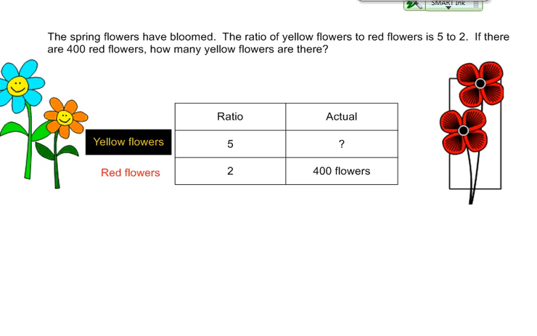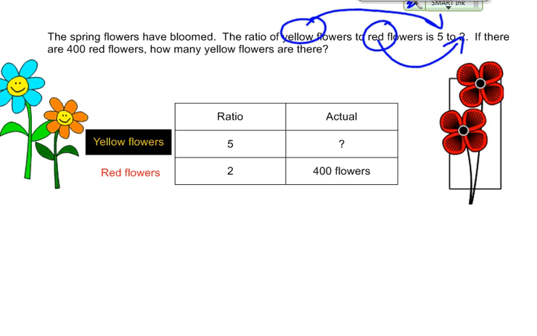It says the spring flowers have bloomed. The ratio of yellow flowers to red flowers is 5:2. If there are 400 red flowers, how many yellow flowers are there? As we look at this problem, we see our ratio has yellow first, so that has to be the 5, compared to our red, which is the second thing listed, so it's 5:2. You can see that represented in this ratio box: yellow flowers 5, red flowers 2. And then we look at our question. If there are 400 red flowers, how many yellow flowers are there?